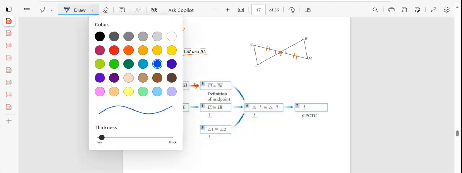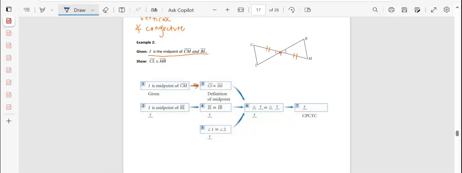We're going to repeat that step, noting that I is the midpoint of BL, the other segment. Again, we're going to write given here. Because that was given to us, we also know segment IL is congruent to segment IB. And that's when we write definition, and I use DEFN as my abbreviation of definition of midpoint. Why is angle 1 congruent to angle 2? Again, vertical angle conjecture. We've been using that one a lot.